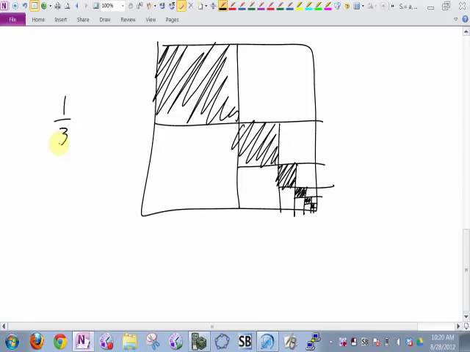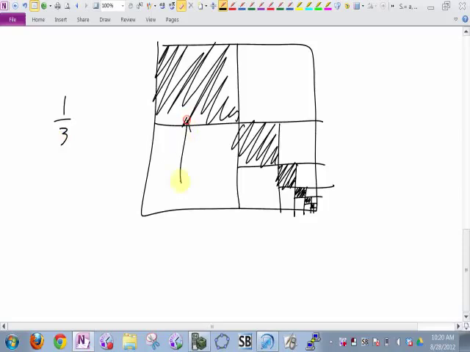Conceptually, it makes sense. Ignore this square for now. What fraction of this portion is shaded? 1/3. What fraction of this region is shaded? 1/3, 1/3, 1/3. So conceptually, it makes sense that 1/3 is shaded. But you can also create a geometric series and actually add together all infinity of the numbers in the geometric series, and you will get 1/3. Pretty cool.